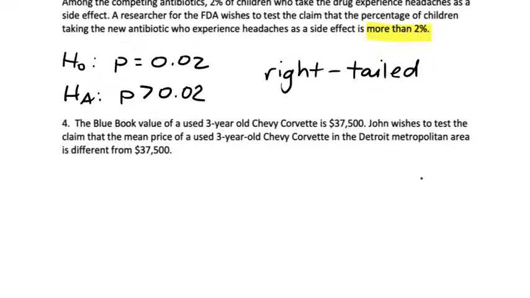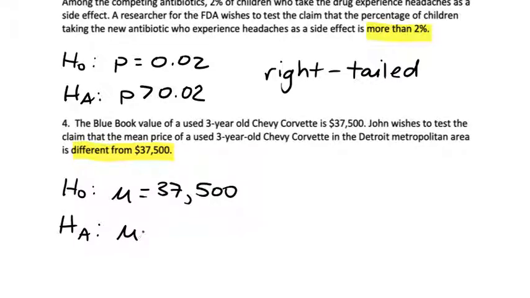And lastly, the Blue Book value of a used 3-year-old Chevy Corvette is $37,500. John wishes to test the claim that the mean price of a used 3-year-old Chevy Corvette in the Detroit metropolitan area is different from $37,500. Notice this says different from, so he's not claiming that it's greater than or less than. So my null hypothesis would be that the mean is equal to 37,500. My alternative hypothesis would be that the mean is not equal to 37,500. And since it's not equal to, this would be two-tailed.